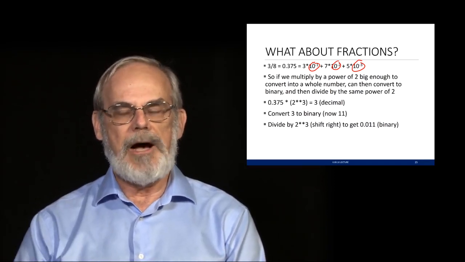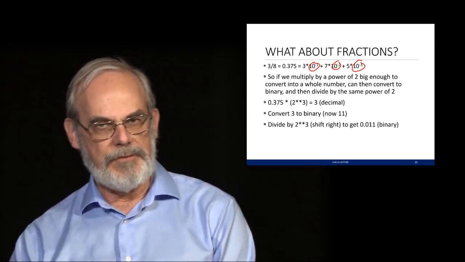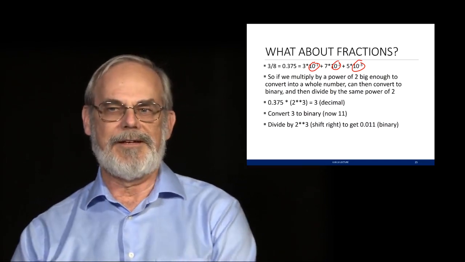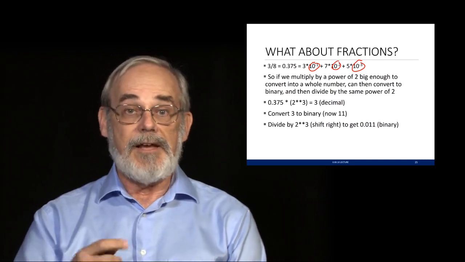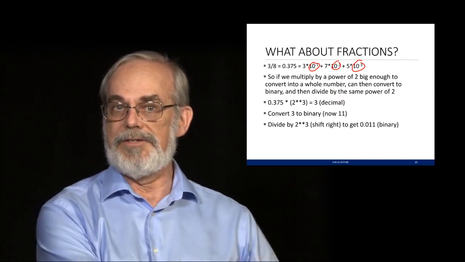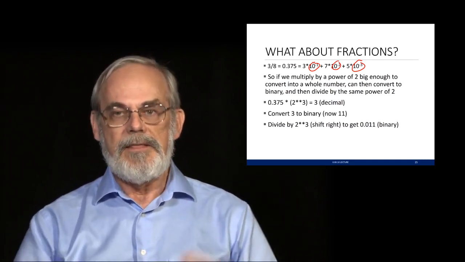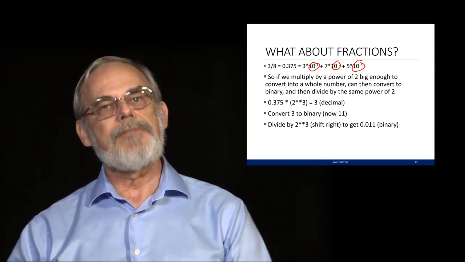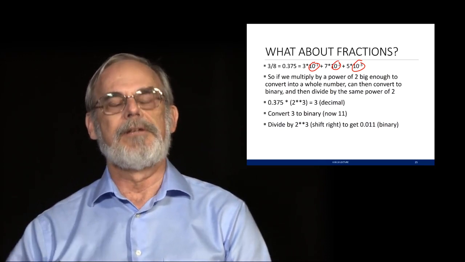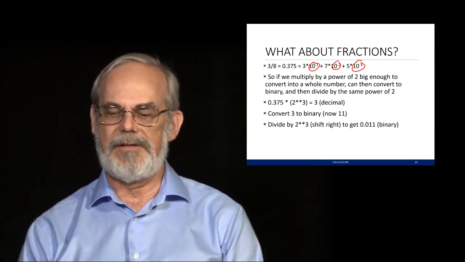If I can find a power of 2 big enough to convert all of that into a whole number, that is, multiply it by something so that it gets converted into a whole number, then I can convert that into binary. I just did that. I know how to do that. And then when I'm done, just divide by that same power of 2, and I've got a representation in binary of the fractional part of this number.